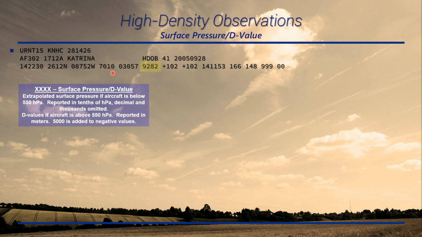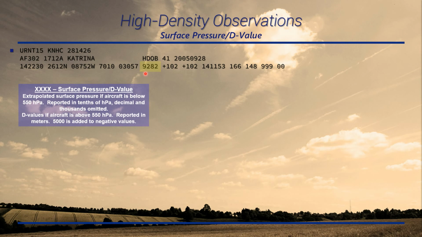Now when I say below, I'm saying altitude-wise. So as we know, if an aircraft goes up into the atmosphere, the higher it goes, the less atmosphere is weighing down on it, so the less pressure is present. So when I say below 550 hectopascal, I mean lower in the atmosphere, or this number being bigger. So since 701 hectopascal is lower or below 550 in the atmosphere, then this is surface pressure. So in this particular case, again, tenths of a hectopascal, decimal and thousands omitted, our extrapolated surface pressure is 928.2 hectopascal.